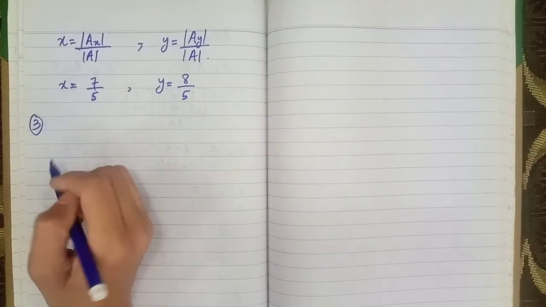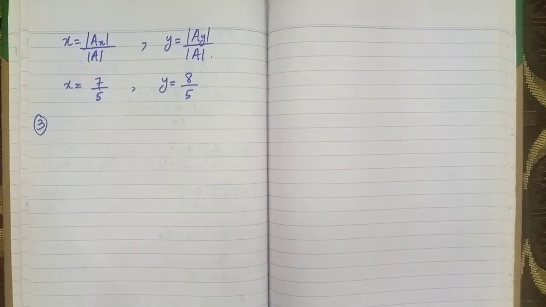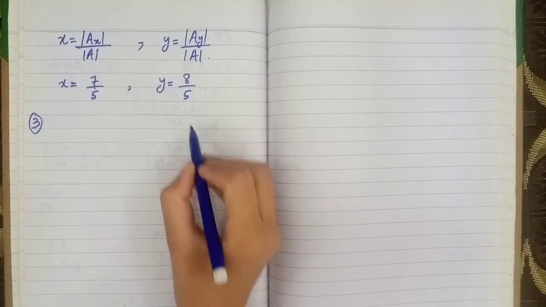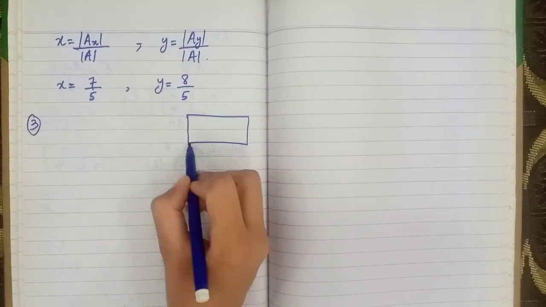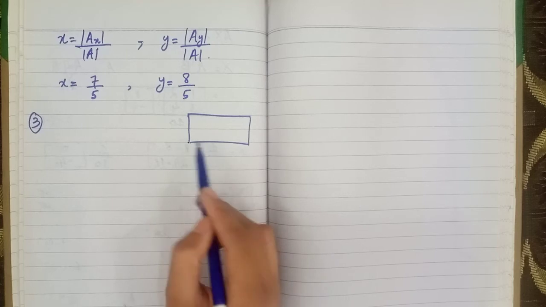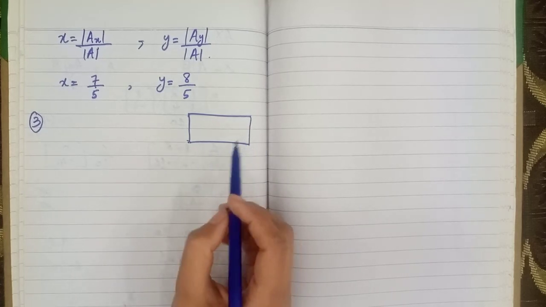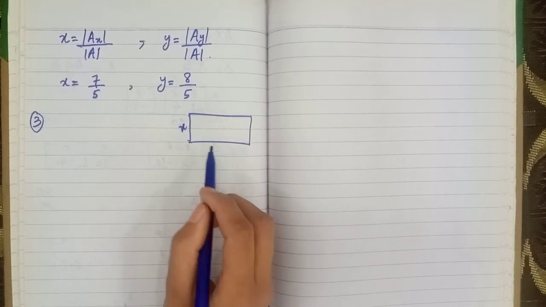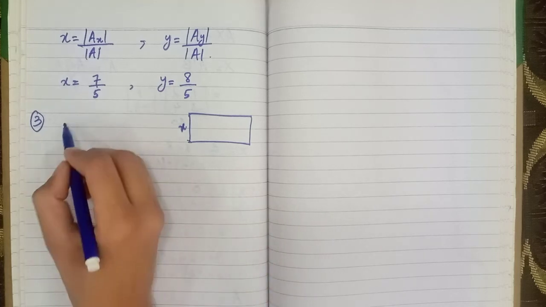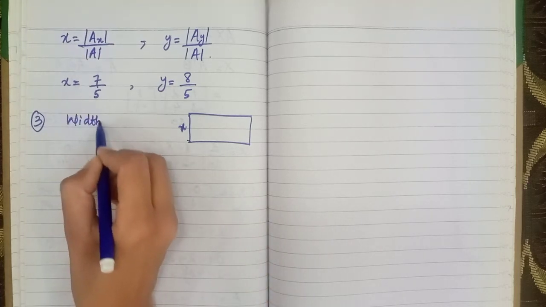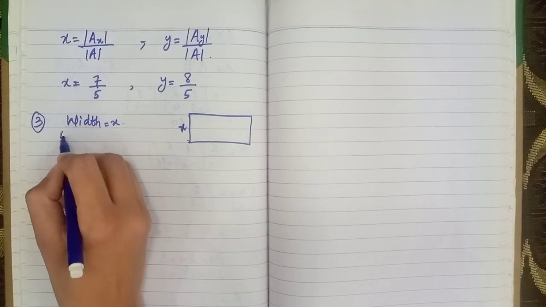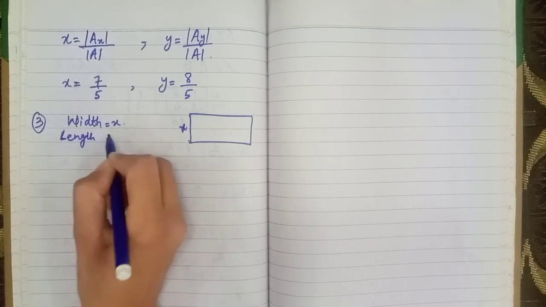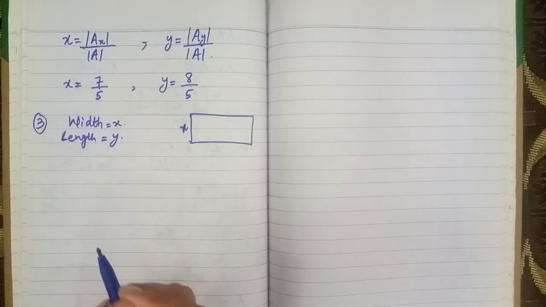Moving toward example number 3. The length of a rectangle is 6 centimeter less than 3 times of its width. You can see this is the rectangle. Two opposite sides are equal. Assume the width as x, and assume the length as y.